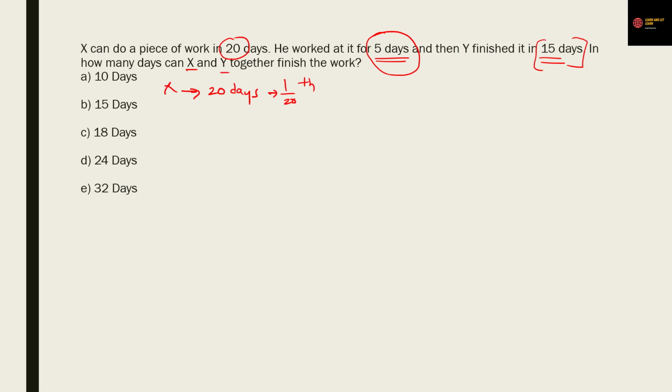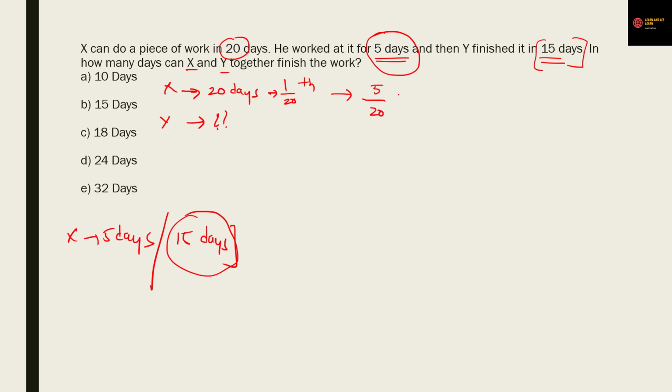Now we don't have information on how many days Y will take to complete the whole work. We know that after X worked for 5 days, Y comes and works for 15 days. So we don't know how much time Y takes to complete all the work. Let us suppose we know that X's 1 day's work is 1 by 20th part. So 5 days will become 5 by 20. How much is that? 1 by 4. So 1 by 4th part is done by X.